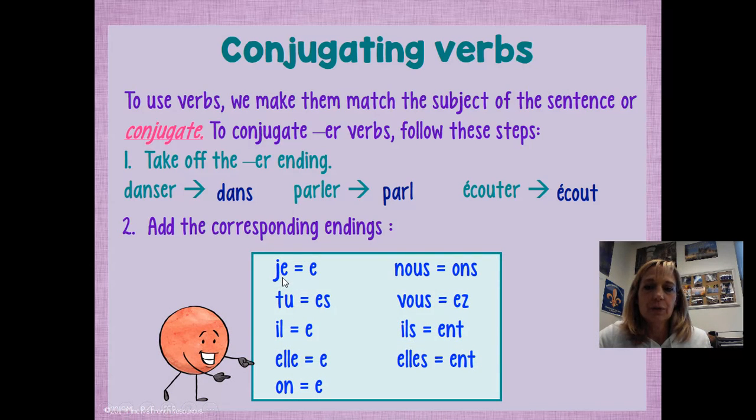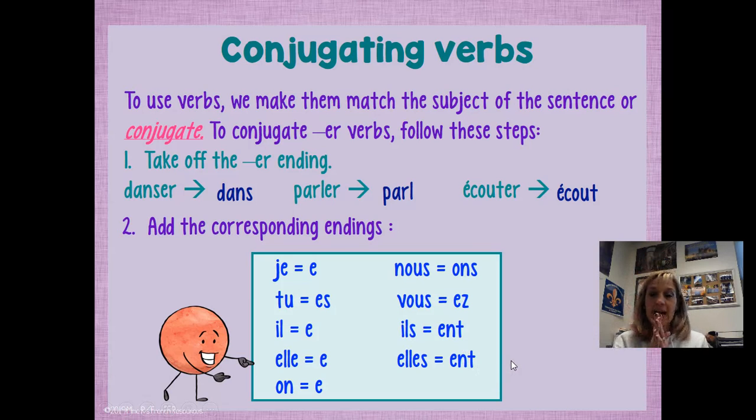For je, we would add an E to the end. For tu, ES. For il, elle, on, we add an E. For nous, we add an ONS. For vous, we add an EZ. For il, elle, pluriel, we add an ENT.